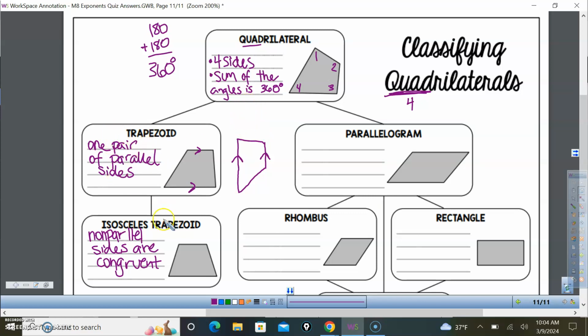So just like a trapezoid, we have to have one pair of parallel sides. I'm going to use these arrows here to indicate that these are my two parallel sides. So that's what makes it a trapezoid. But now the word isosceles, just like an isosceles triangle has two congruent sides, an isosceles trapezoid also has to have two congruent sides. So these two sides that are not parallel to each other, those slanty sides there, must be congruent to each other in order to be a specific type of trapezoid called an isosceles trapezoid.